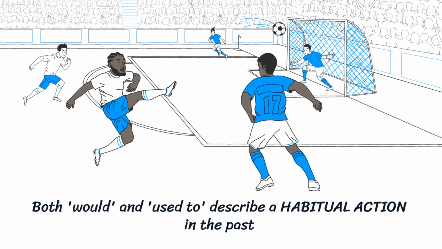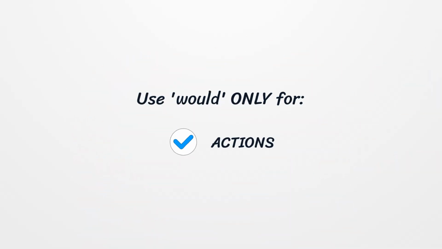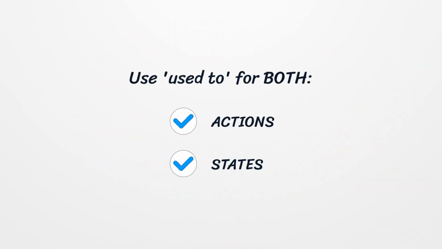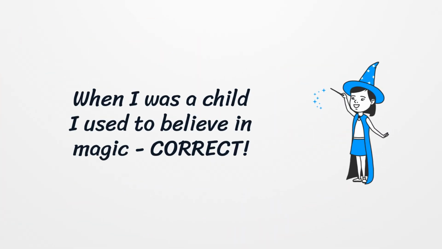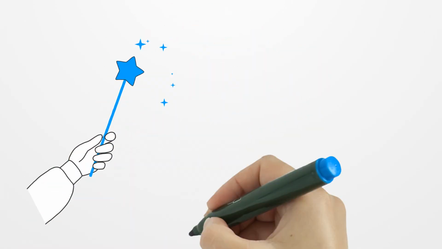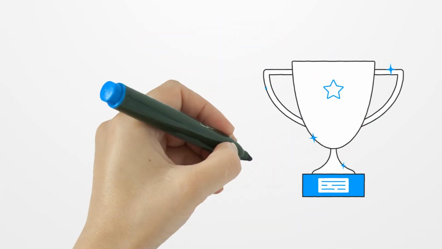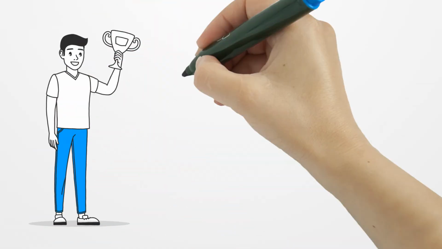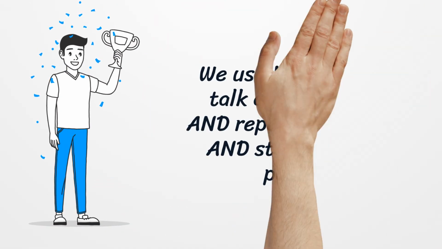However, there is a crucial difference. We can only use would for actions, not for states. Used to is more flexible and can describe both past actions and past states. So while you can say, when I was a child, I used to believe in magic, you cannot say, I would believe in magic, because believing is a state, not an action. Therefore, used to is often the safer and more obvious choice between the two patterns for talking about habits and repeated actions, or even states in the past.